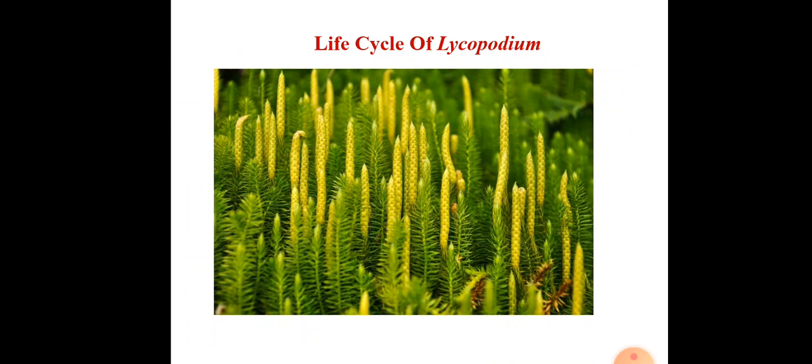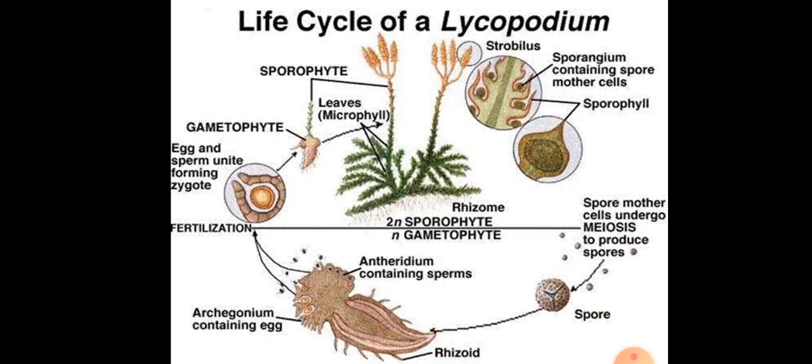What about the life cycle of Lycopodium? We can see the life cycle starting from the adult or matured plant. From the matured plant we have the strobili. Strobili consist of the sporophylls, and within the sporophyll we have the sporangium. Within the sporangium we have the spores. The spore mother cells undergo meiotic divisions, and from the meiotic divisions we have very minute spores. From the spores it will develop, having rhizoids, antheridium, and archegonia containing eggs also.